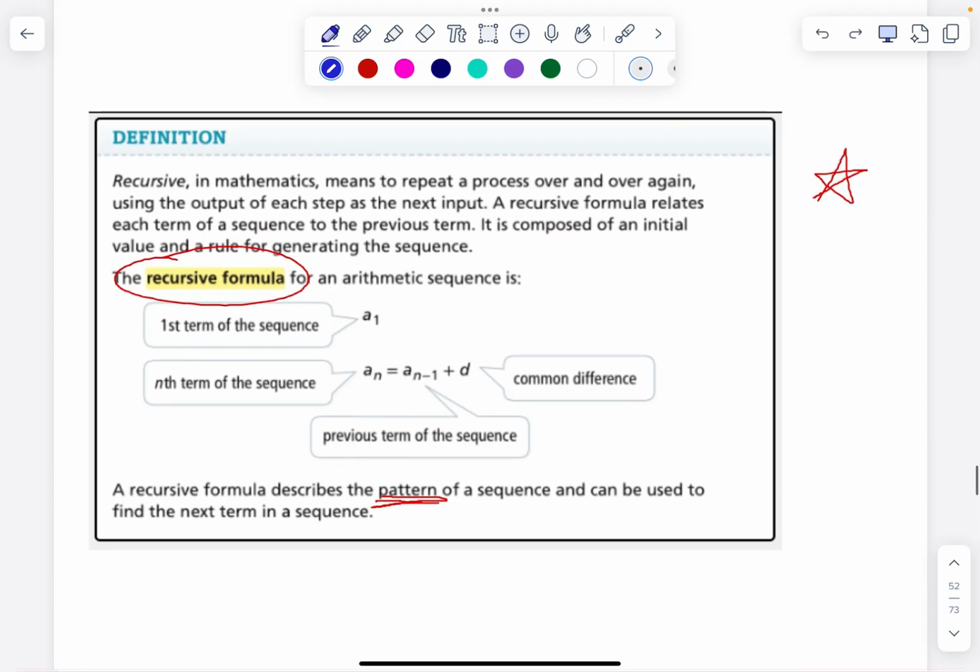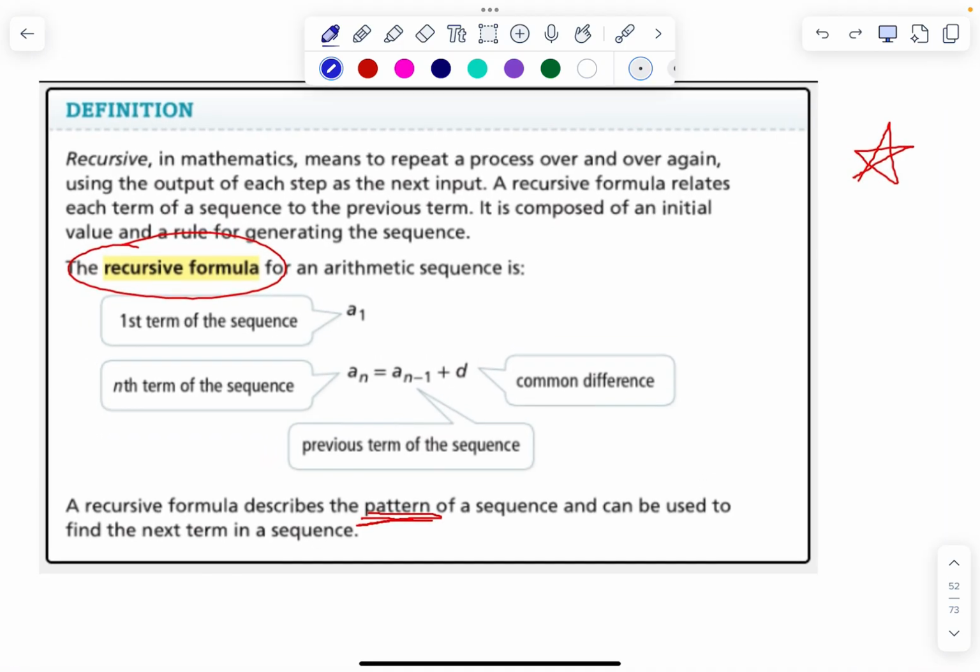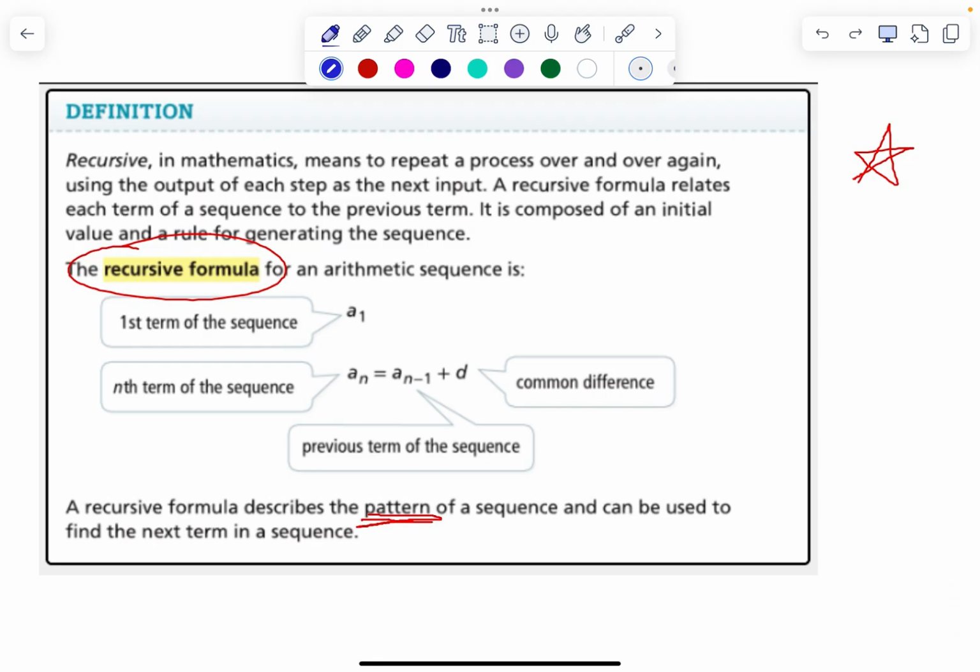So it looks kind of weird. Everybody take a second to look at it. Don't read all the words, I'll tell you what they say in a second. That's our recursive formula for an arithmetic sequence. What do you think? Does it look kind of ugly?